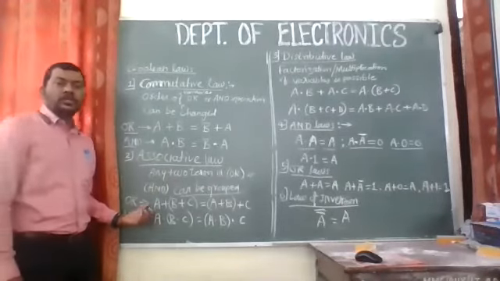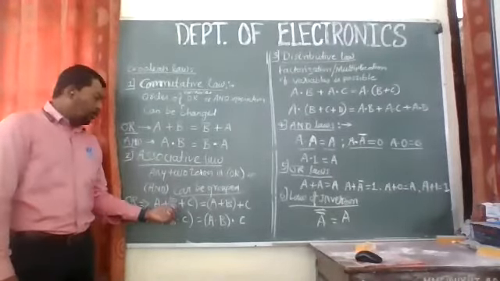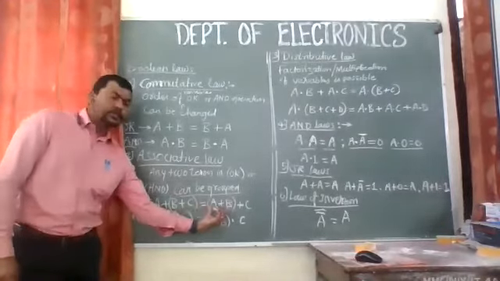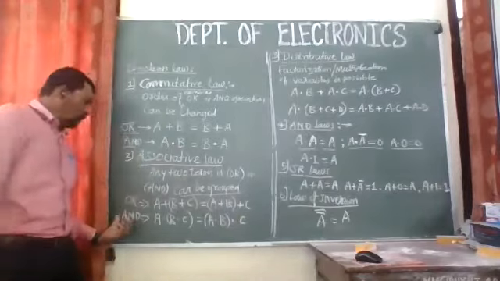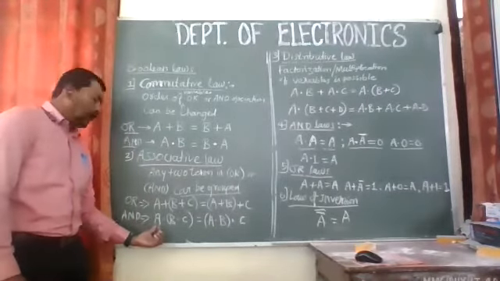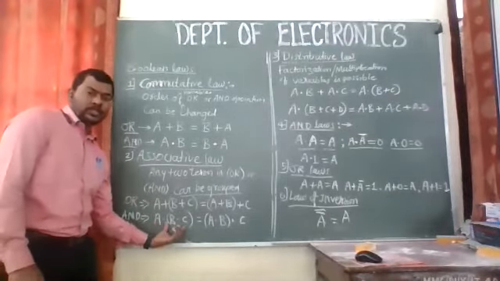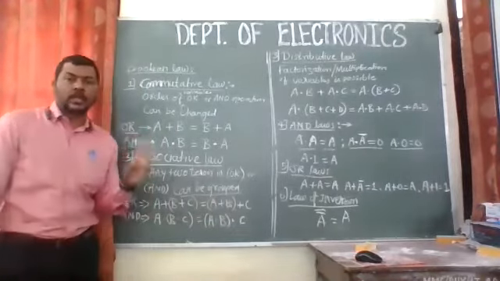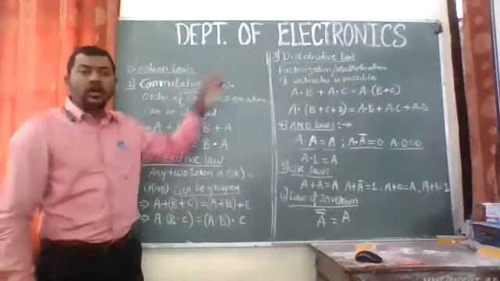And I have shown you with the example, like we are using three variables, A plus B plus C, right, can be written as A plus B plus C. Similarly, in AND operation, we can write A dot B dot C can be written as A dot B dot C. So this is the second law, that is associative law.